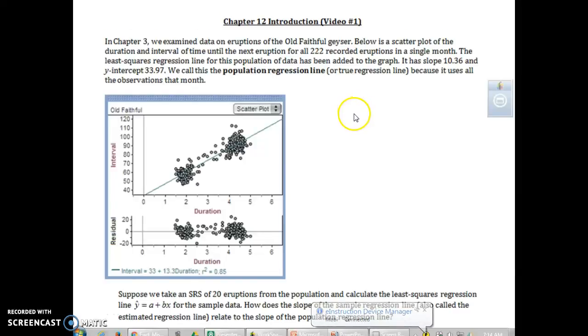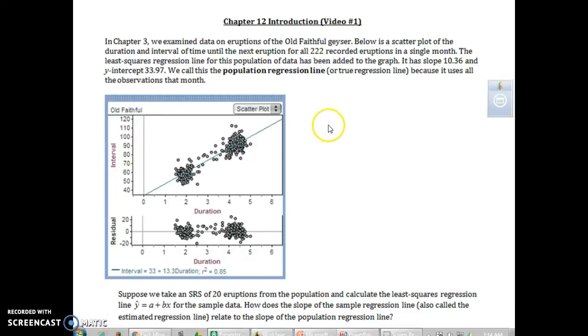Hey guys, we are starting chapter 12. It's our very last chapter for the year. And this chapter is called More About Regression, and 12.1 will be actually making inference about regression, and 12.2 will be linearizing data so that we can run the least squares regression.